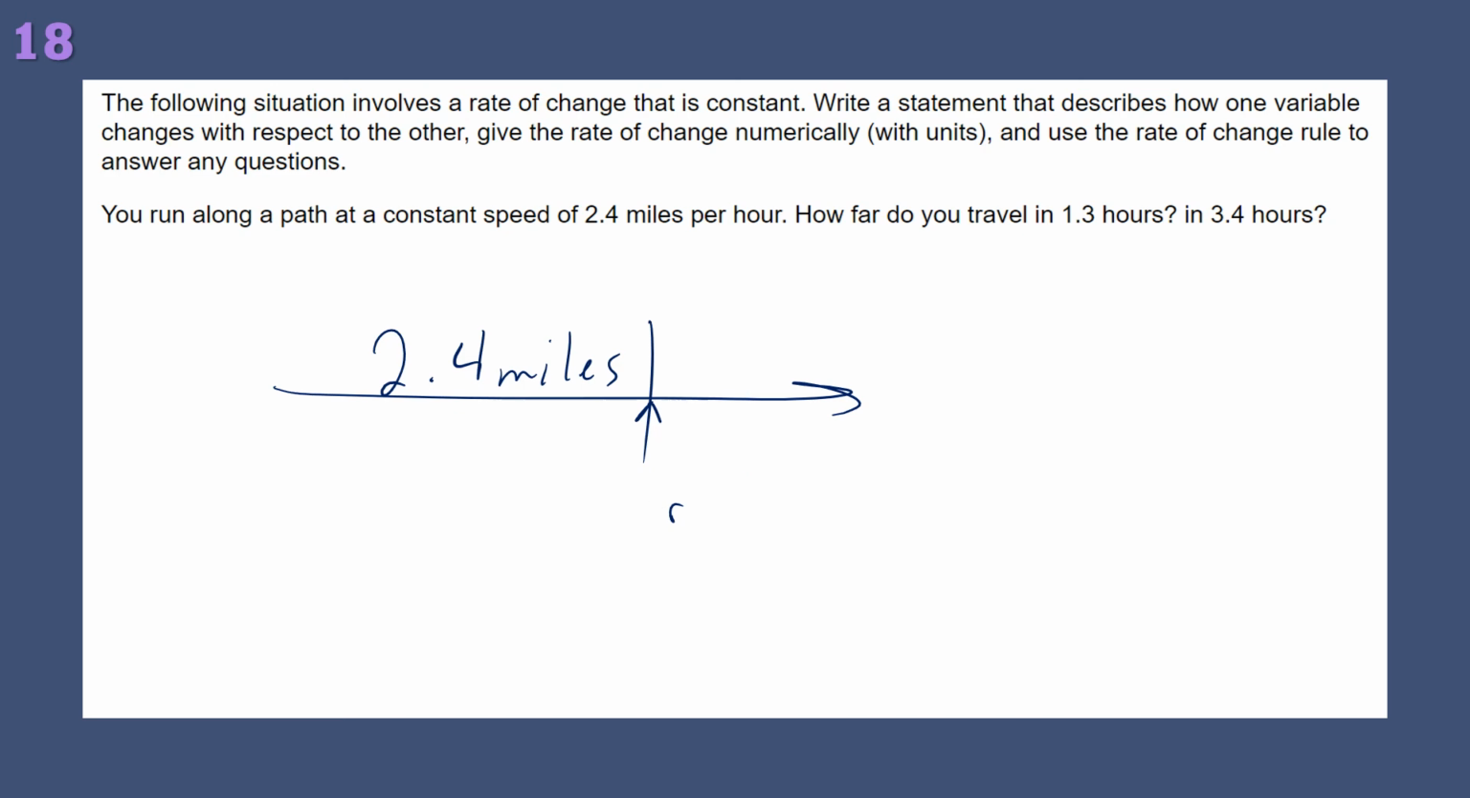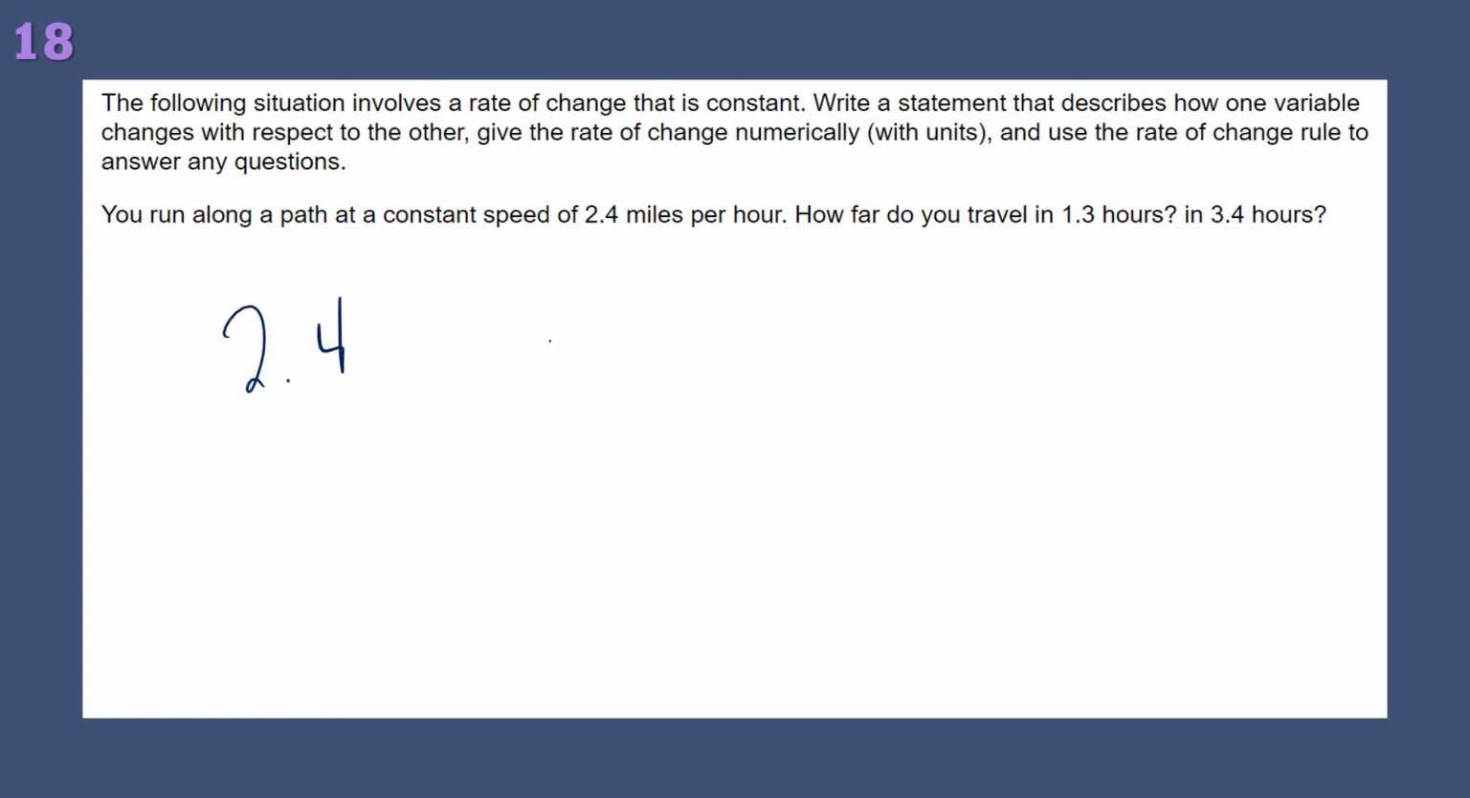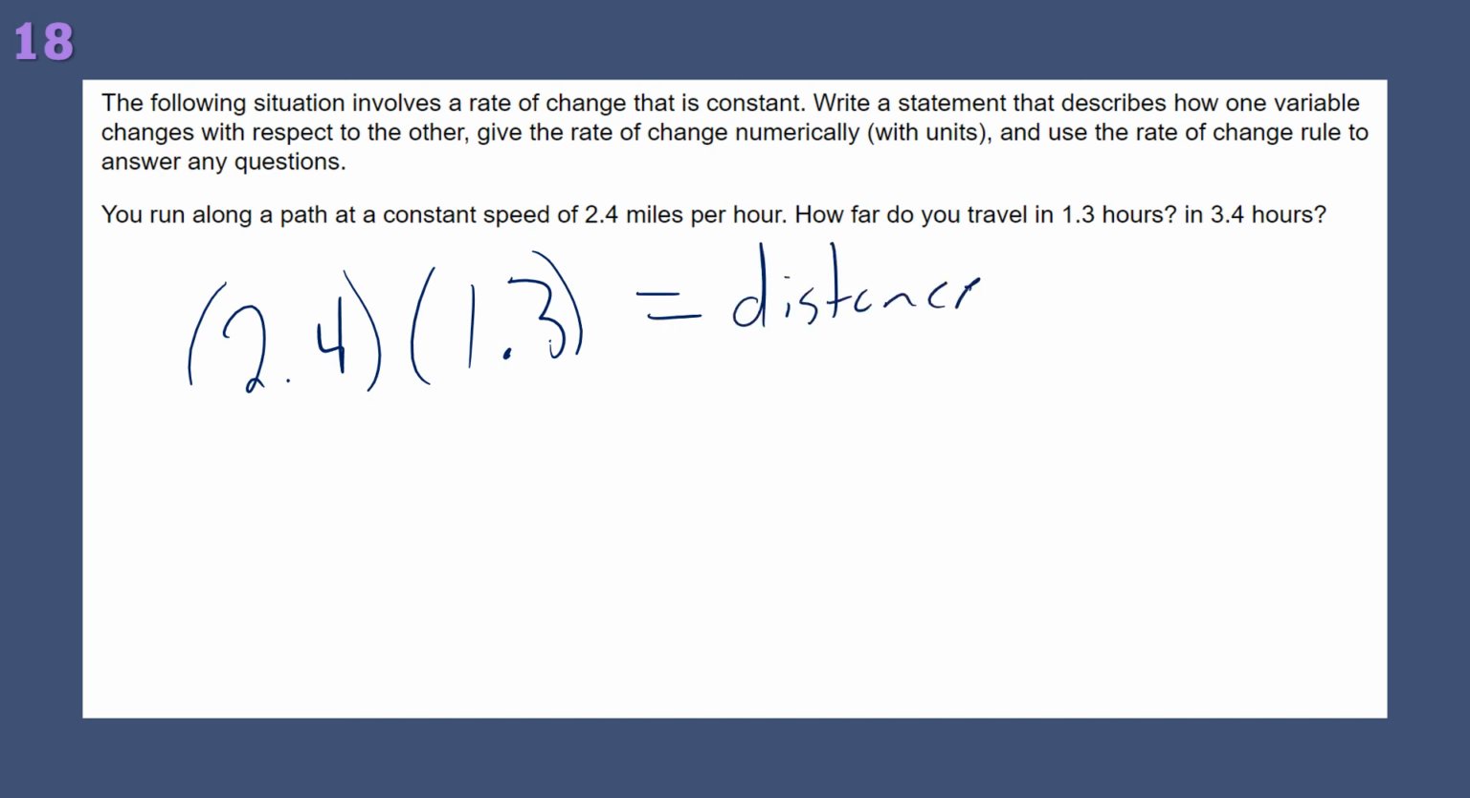And so this is going to be not too bad, because when we do rates, what we're saying is, I already know the rate, 2.4 miles per hour. And I'm traveling for 1 hour, it'd be 2.4, but I'm traveling for 1.3 hours. And so that's going to give me my distance, my total distance. Okay, and you could also do it with the 2.4 and the 1.3 hours and multiply them together to get your distance.